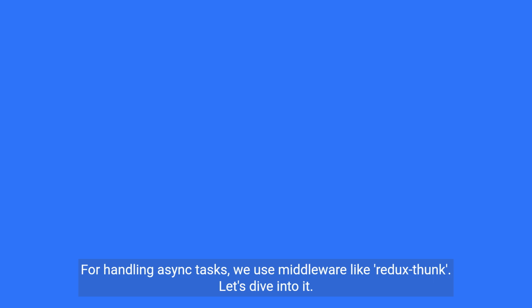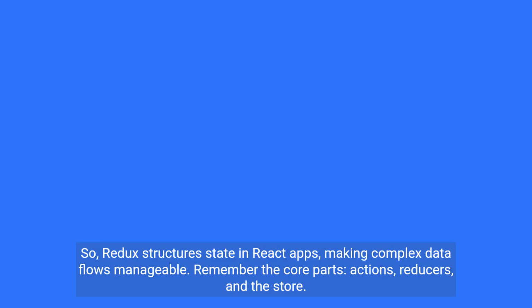For handling async tasks, we use middleware like Redux Thunk. Let's dive into it. So, Redux structures state in React apps, making complex data flows manageable. Remember the core parts: actions, reducers, and the store.